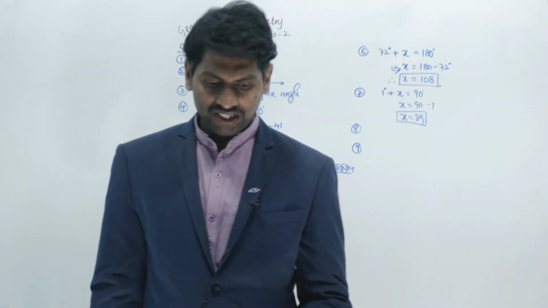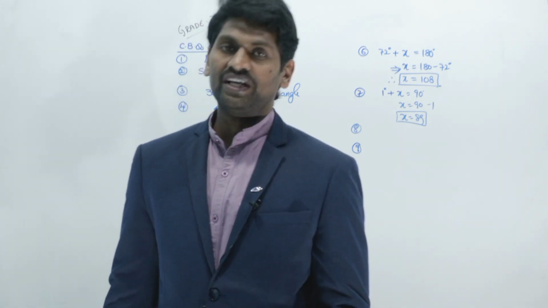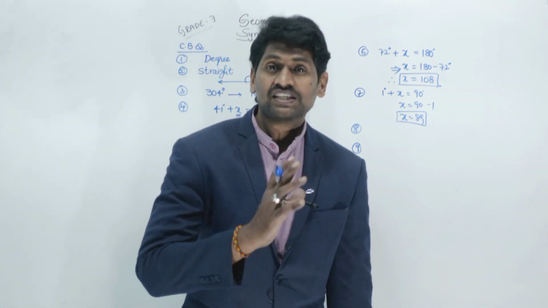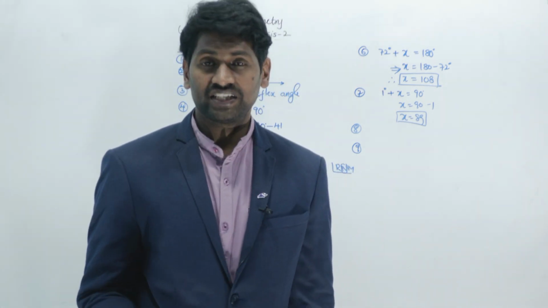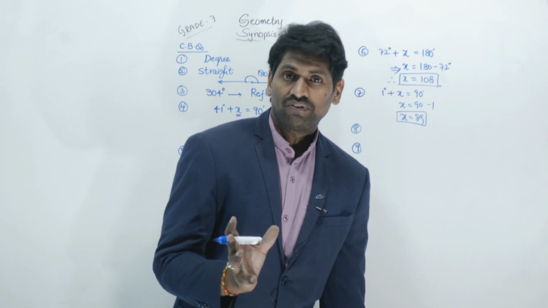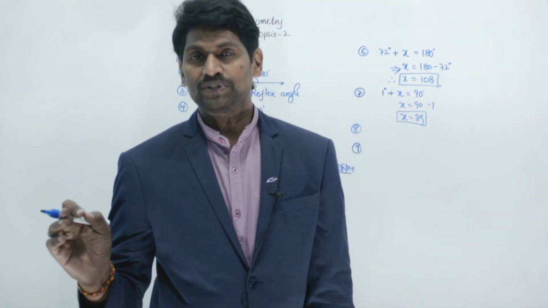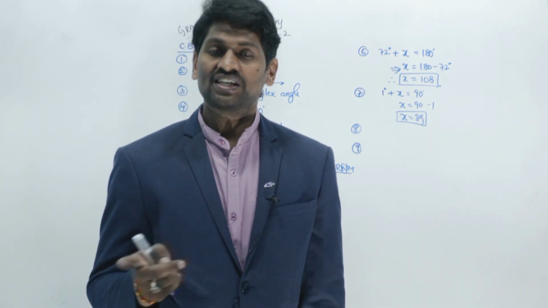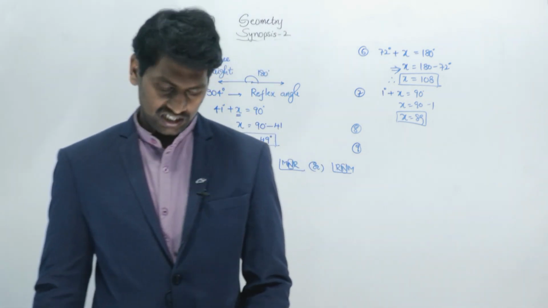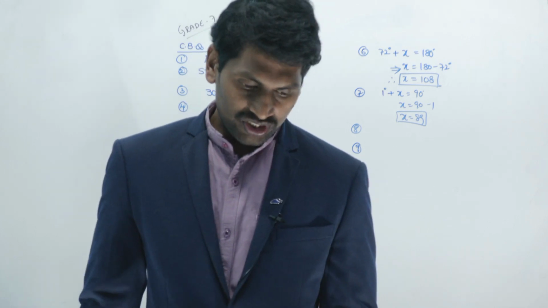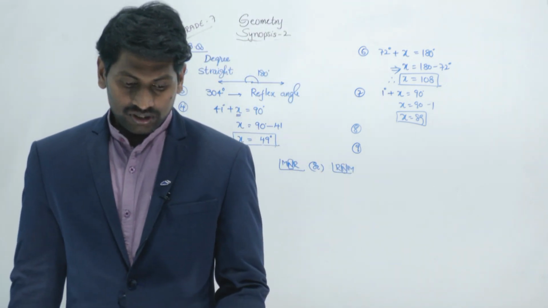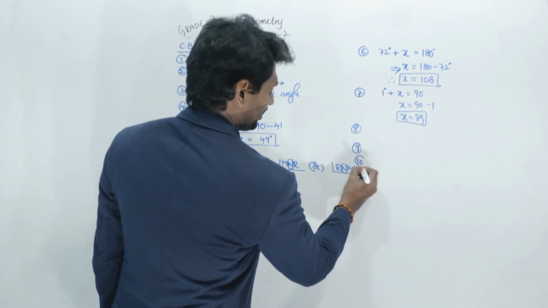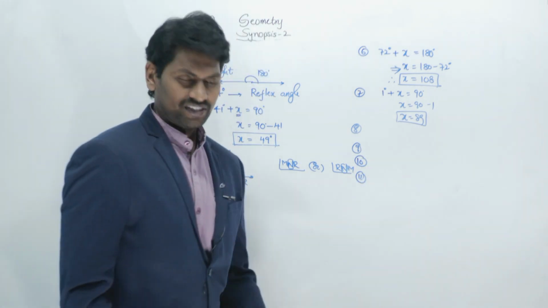Next, question number 9. Which of the following pairs is complementary angles? To become complementary angles, the sum of the two angles must be 90 degrees. So according to the definition, try to check each and every option, adding both angles. When you get the answer 90 degrees, that pair is called complementary angles. Question number 10. Which of the following is supplementary? Same as complementary, you need to check for supplementary.